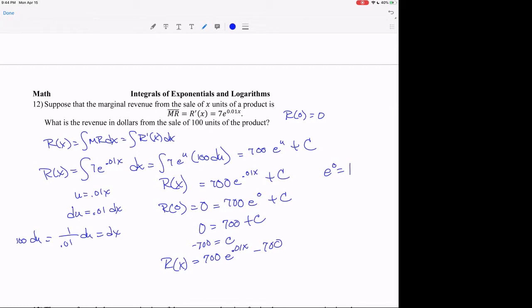All right, so then I find r of 100. So that's equal to 700 e to the 0.01 times 100 minus 700. And I plug that into my calculator, and I get 1202.79728. Okay?